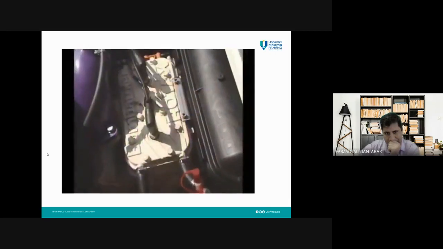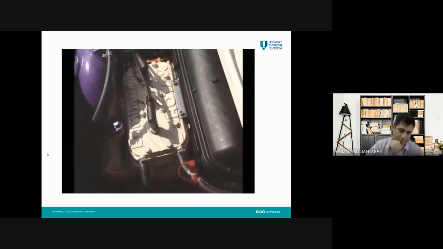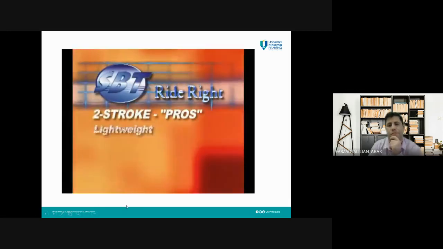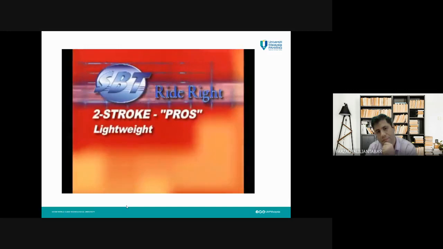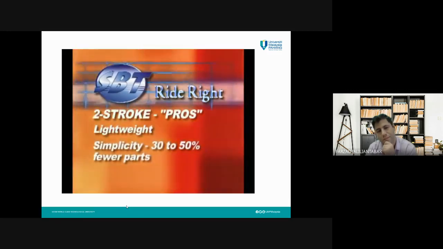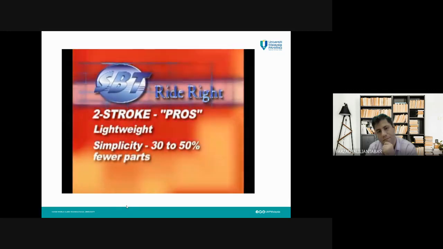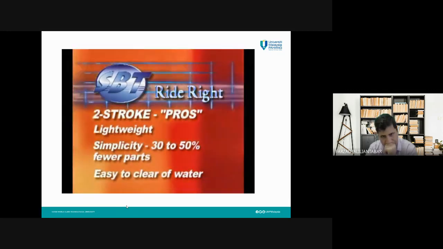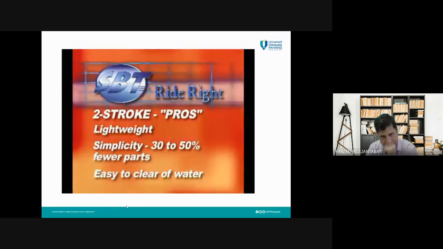The biggest advantages of two-stroke engines are lightweight and simplicity in parts. The engine itself weighs significantly less than a four-stroke with equal power output, and there are anywhere from 30 to 50% fewer moving parts in a two-stroke engine compared to a four-stroke. It is also much easier to clear out a two-stroke engine that has been swamped with water.